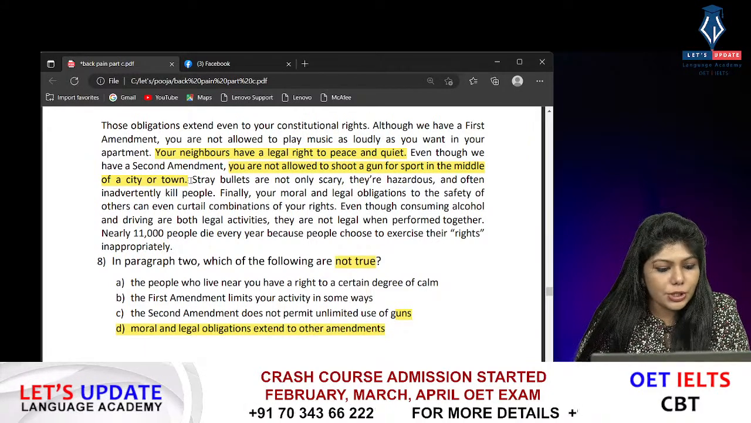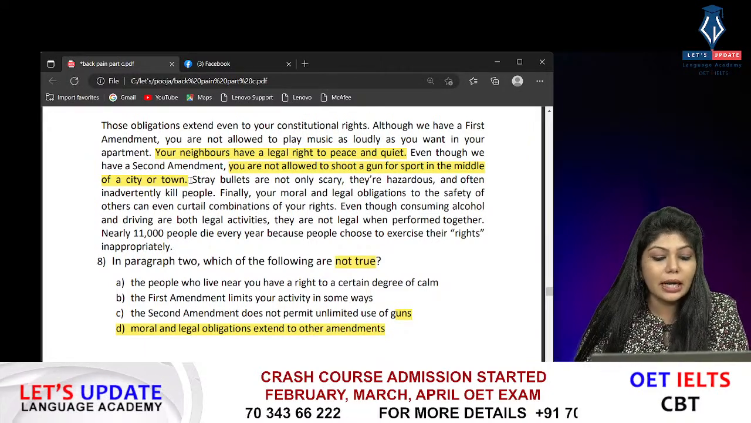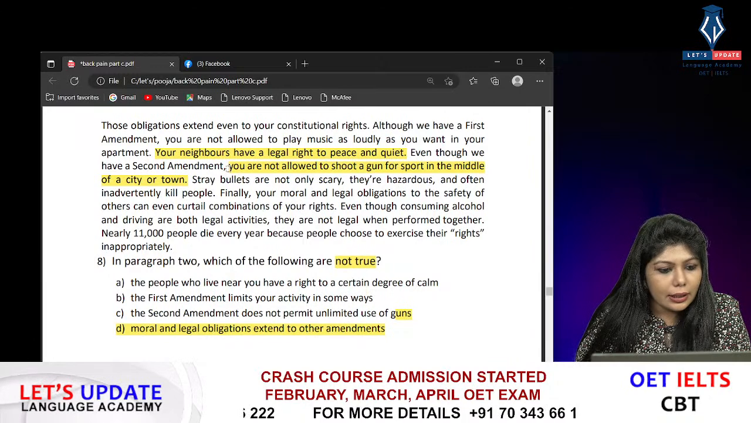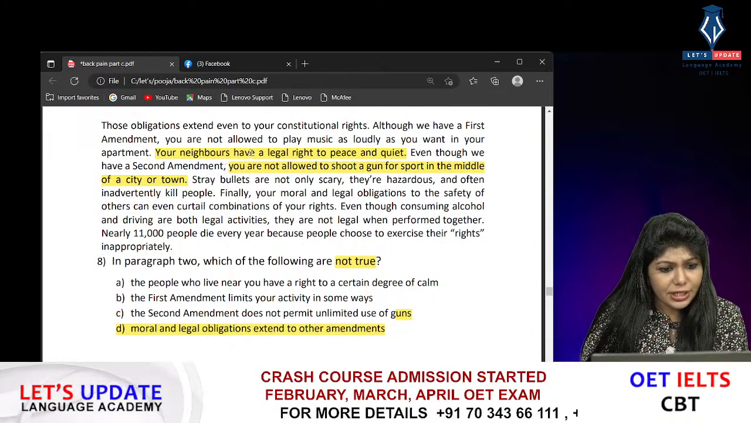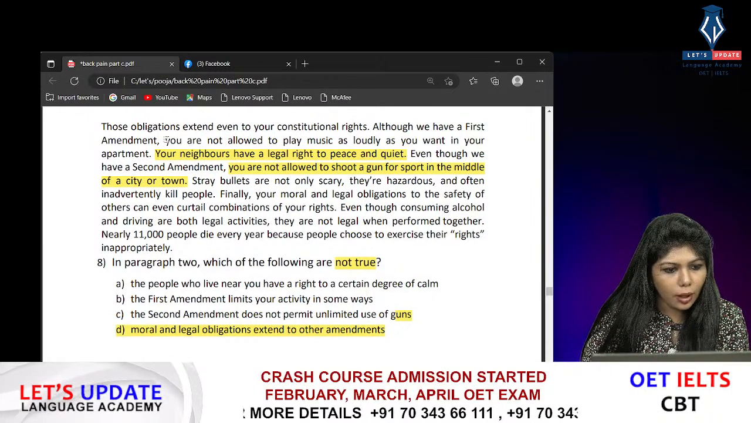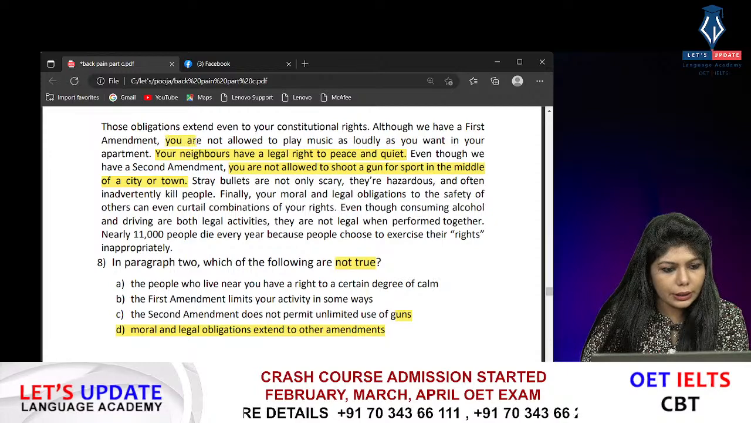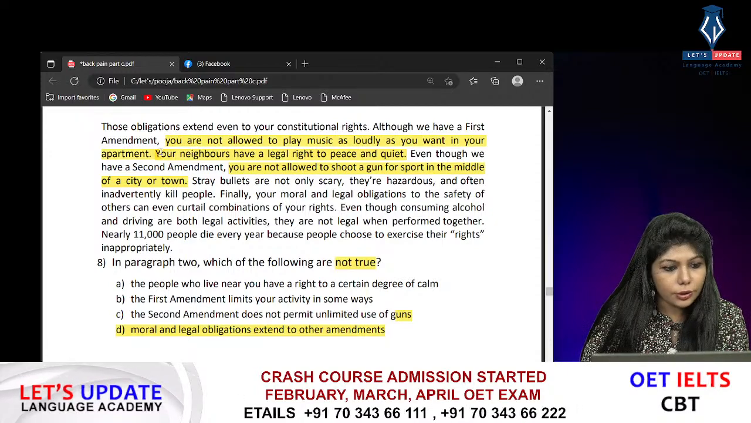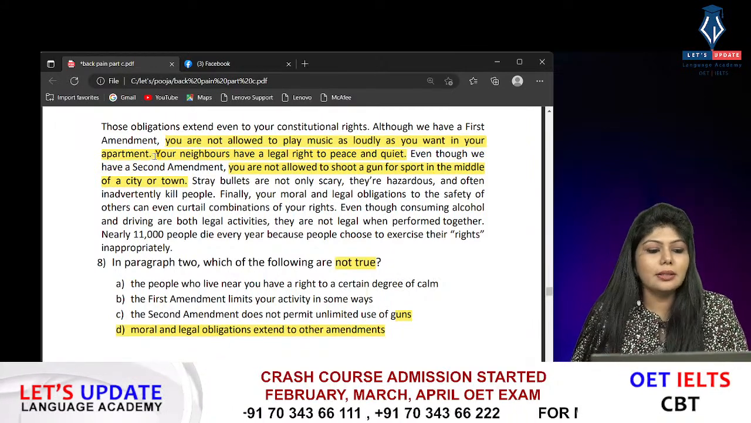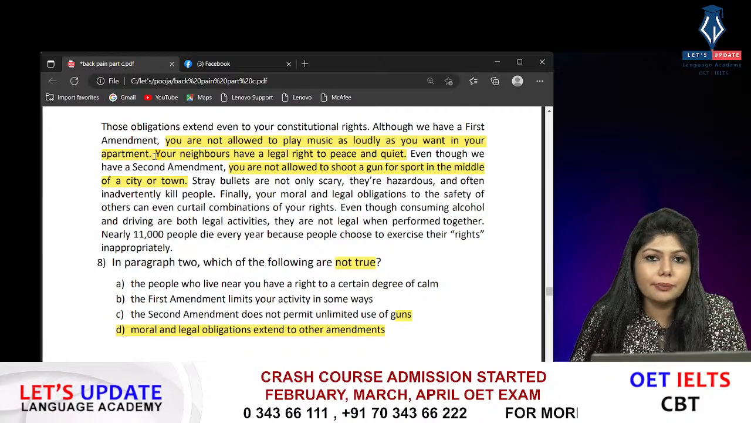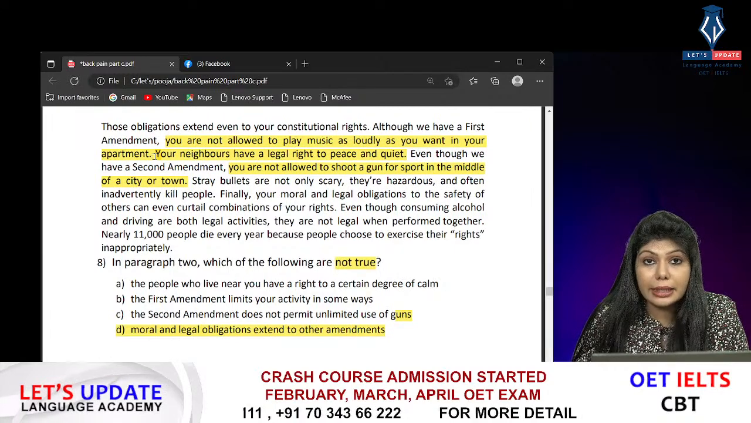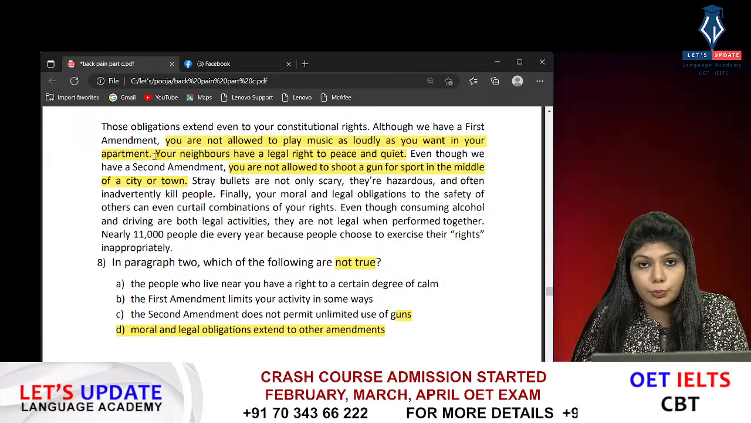And regarding option C, the Second Amendment does not permit unlimited use of guns. That is correct, because it is mentioned here that you are not allowed to shoot a gun for sport in the middle of a city or town. What the Second Amendment of the USA tells you is that you have the right to keep arms, that is, weapons.